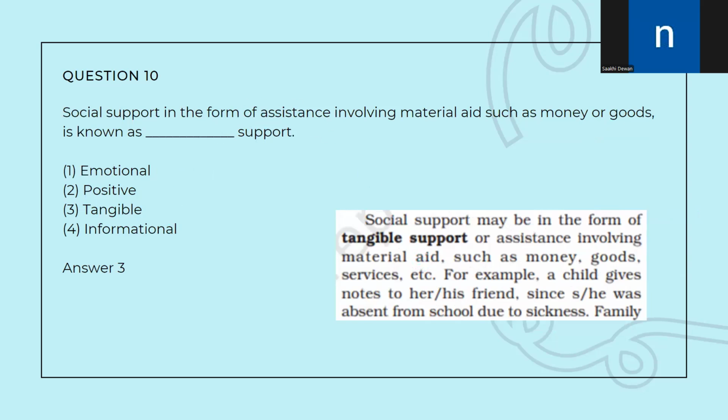Question number 10. Question number 10 states, social support in the form of assistance involving material aid such as money or goods is known as dash support. So we clearly know the answer would be tangible. The four options given are emotional, positive, tangible, and informational. So this type of support that involves material aid is known as tangible support. NCERT states social support may be in the form of tangible support or assistance involving material aid such as money, goods, services, etc.